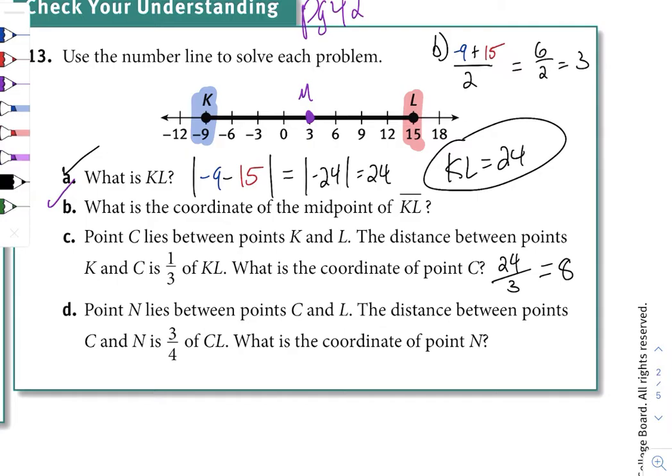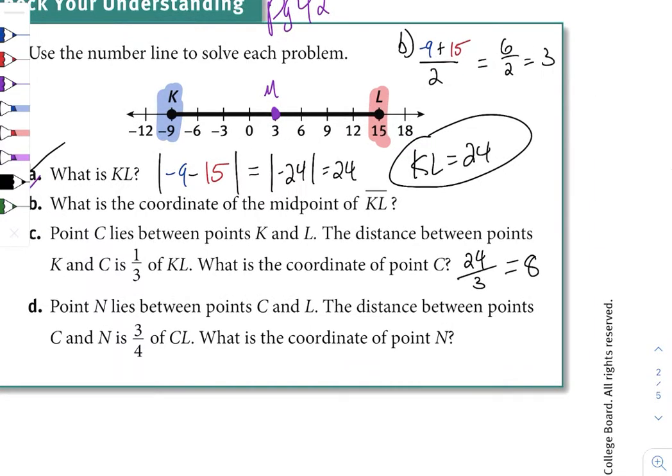So if I had K, I could add 8 to it, right? So K is at negative 9 plus the 8 gives us negative 1. So I would put point C right here at negative 1. And I know negative 1 isn't on the number line, so I'm going to add it in there. And that would give us the 1/3 mark, or 1/3 of KL, right? This distance between K and C is going to be 8, which is 1/3 of the distance of K to L.